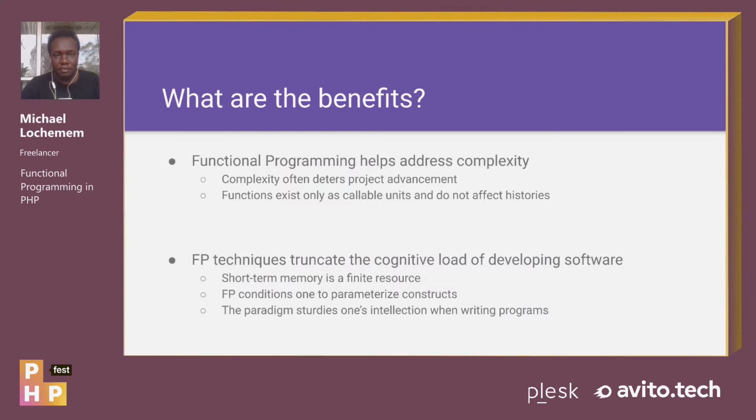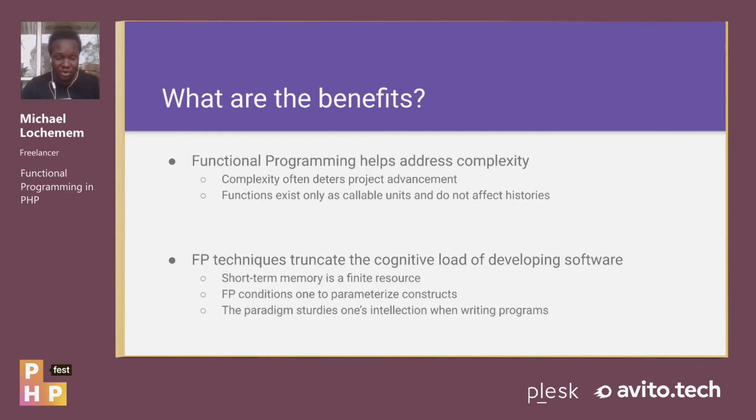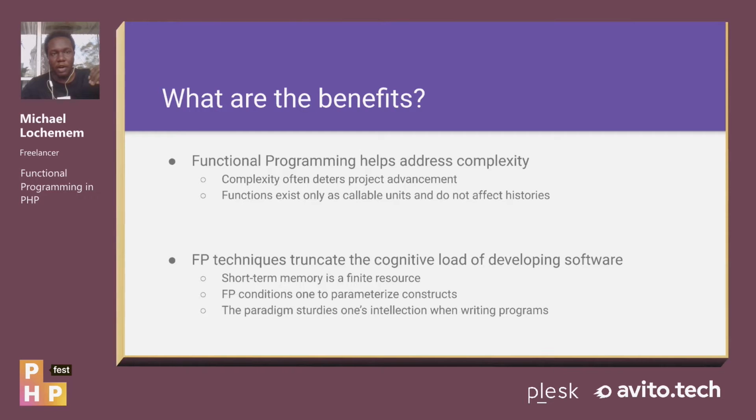Right. So, what are the benefits of functional programming? I mean, what do you gain from writing code in a functional programming style? Functional programming allows you to address complexity in your apps, right? Because functions don't have any histories and are immutable by default, it means that functional programming conditions you to be less reliant on paradigms that require you to write code in a way that you keep track of certain artifacts in your code, right? So functional programming alleviates that.